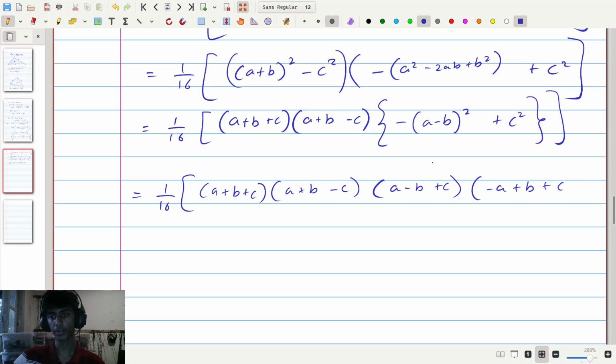So we have this. If you're not clear about that, I'll do it on the side because you might not be easily able to spot the pattern.